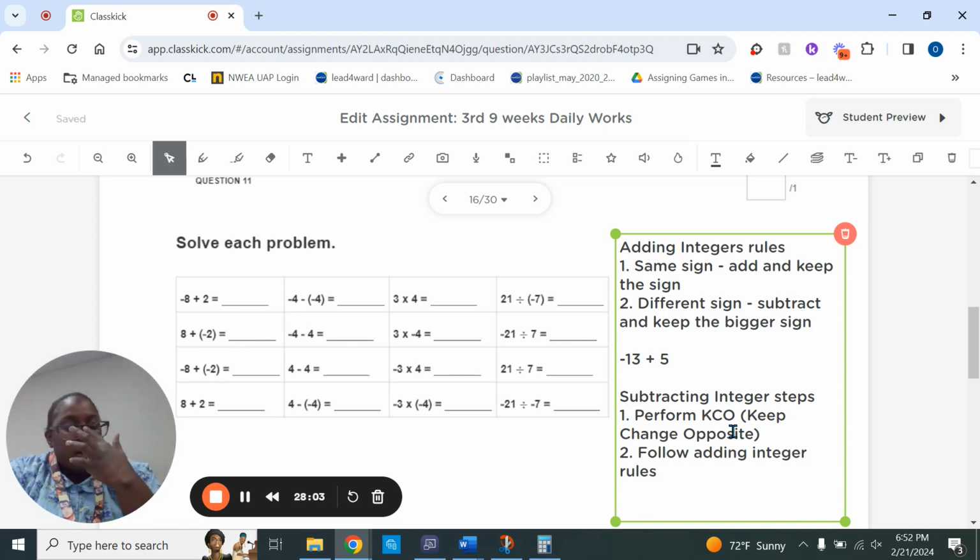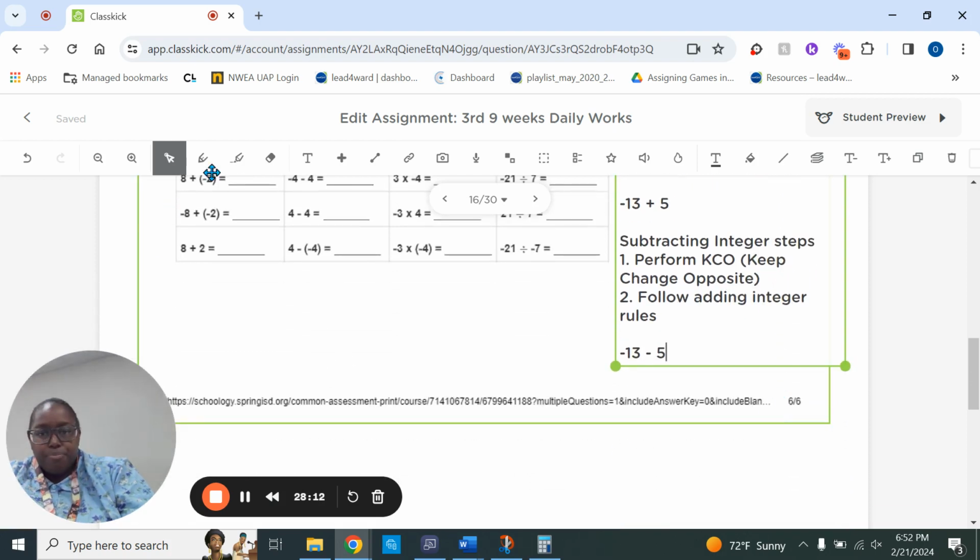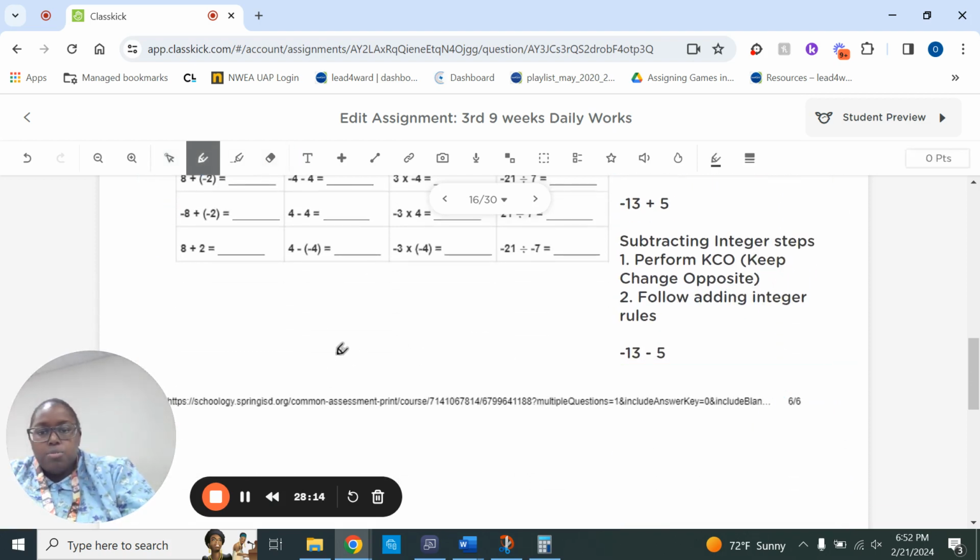Now, for the ones who need a refresher on how keep, change, opposite works, let's say we have negative 13 minus 5. So you would write that out. KCO has 3 letters, so separate this into its 3 parts. We have the number, the operation, and then the last number. So KCO.